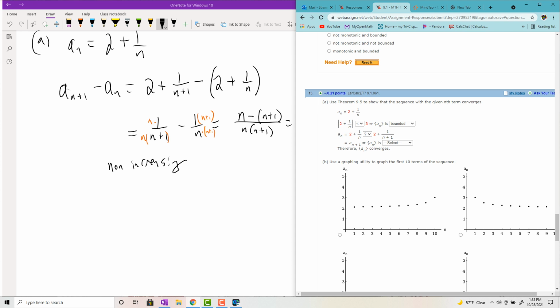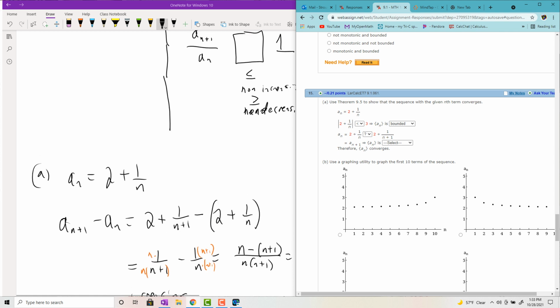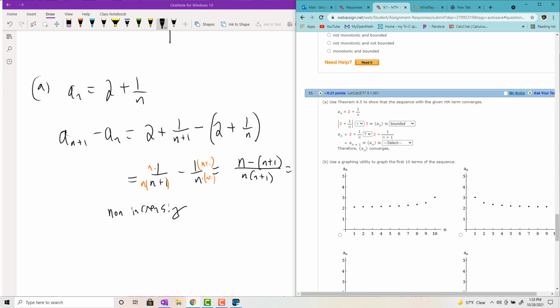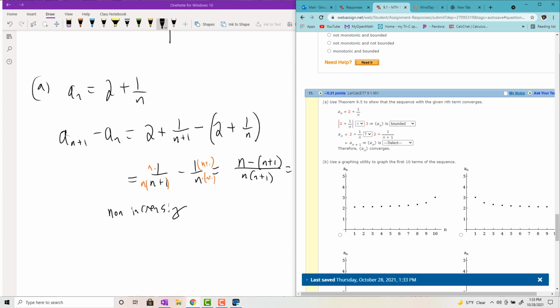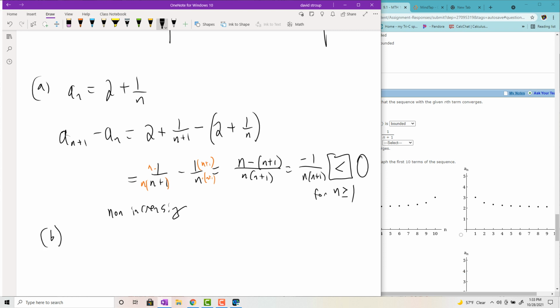We kind of did the monotonicity part first. The boundedness, I guess. So this is part A, showing monotonicity, and then part B showing boundedness.